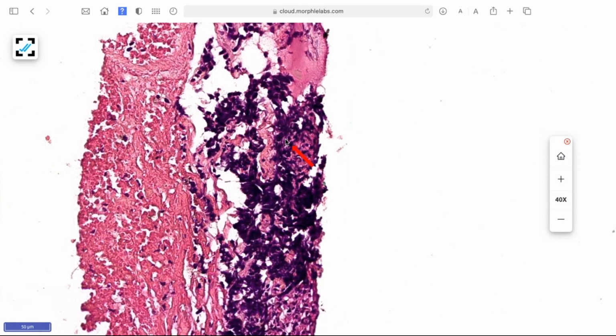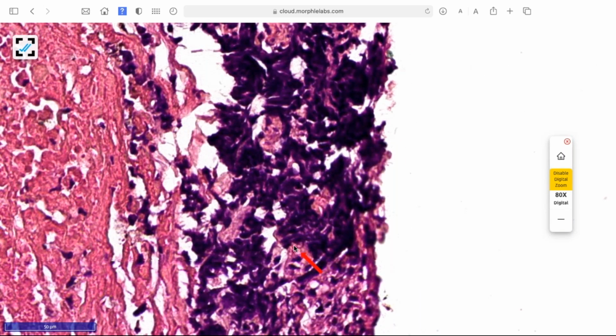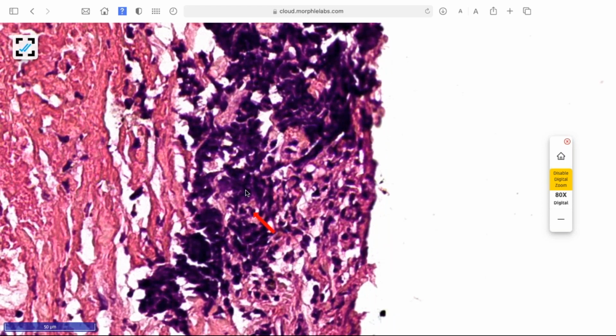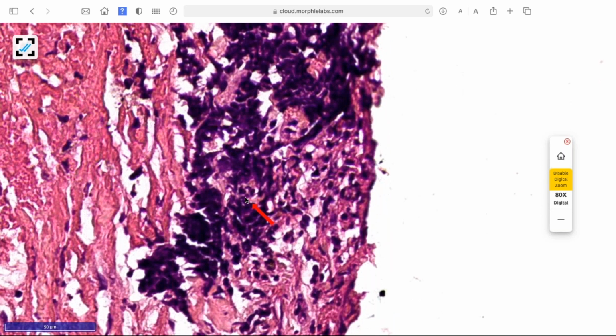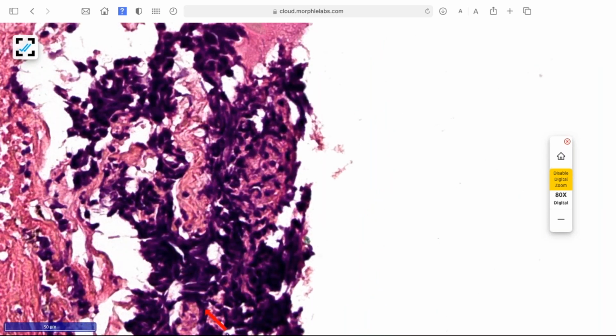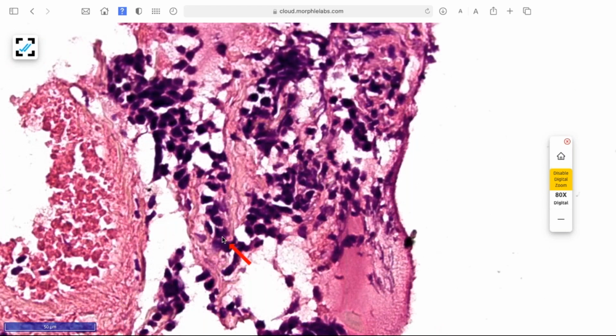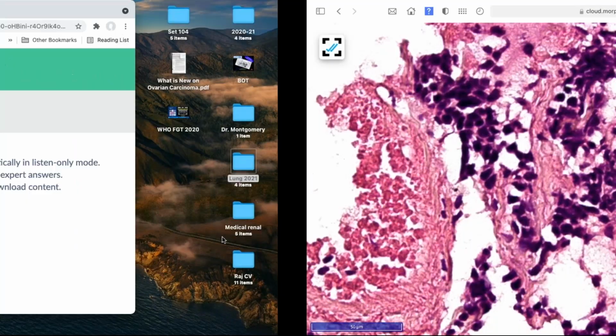See the crush artifact. When you see this much crush artifact with nuclear molding, you have to think of small cell carcinoma. Lymphoma won't show this much crush artifact with nuclear molding. So this is diagnostic. See the nuclear molding. They may look like a spinal cord. Okay, spinal bodies. So these are nuclear molding. So this is a small cell carcinoma.